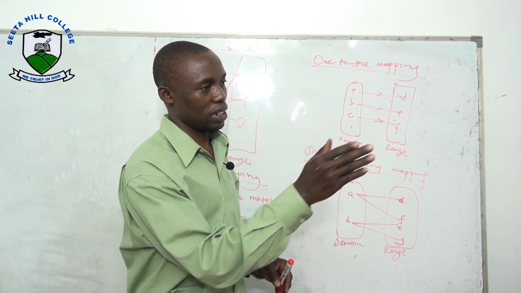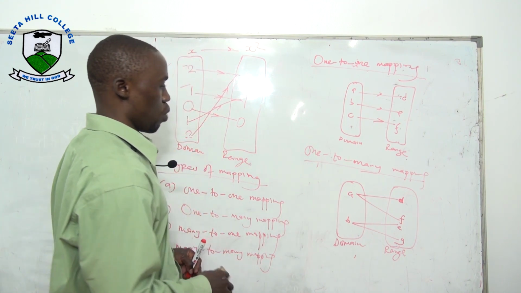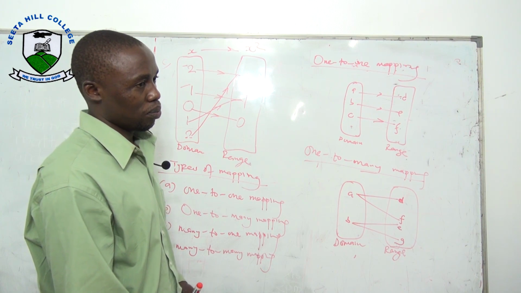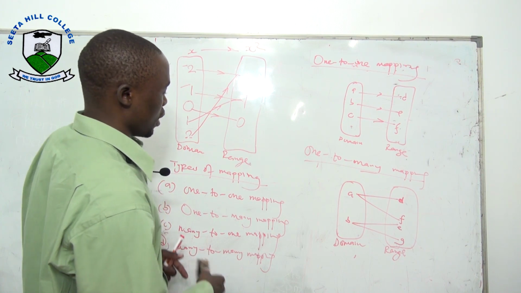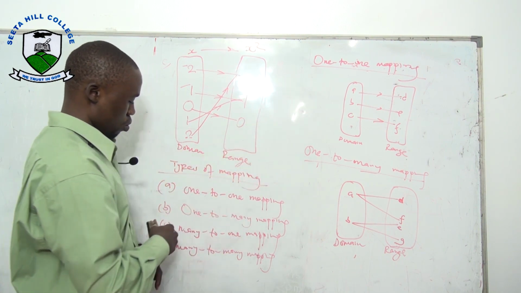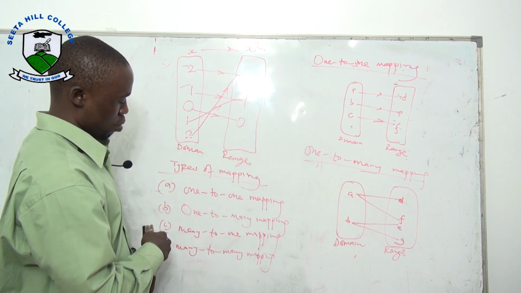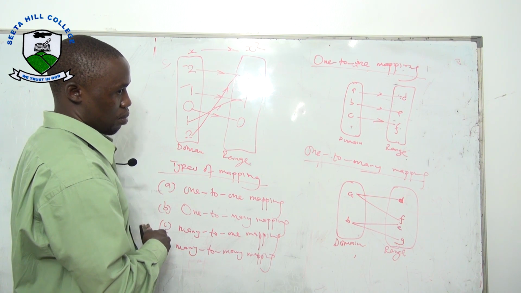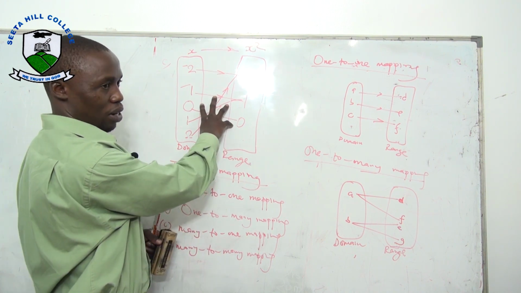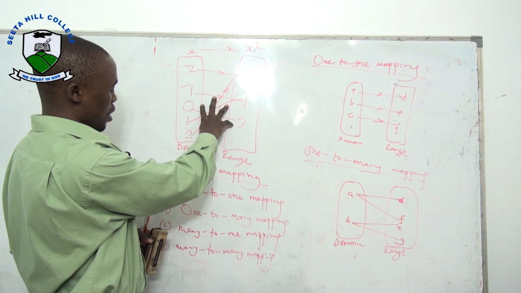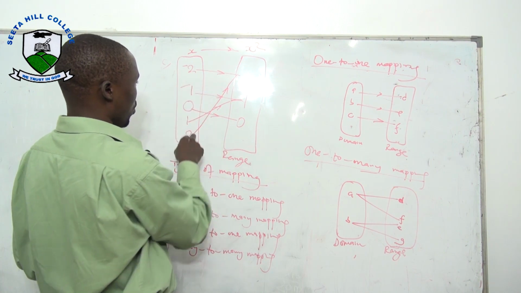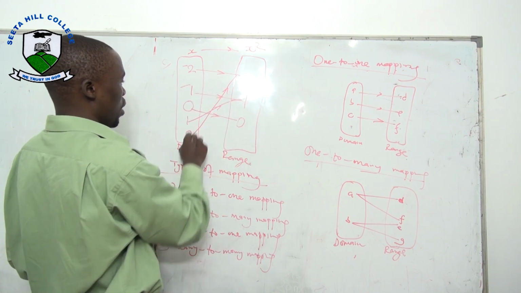You want to define for us? Many to one. It's the type of mapping where many elements in the domain correspond to one in the mapping. Just like this one. This is a many to one mapping. Many correspond to one. Thank you.